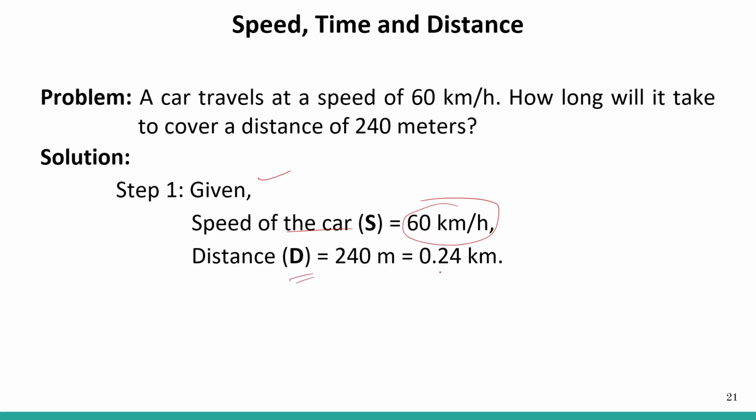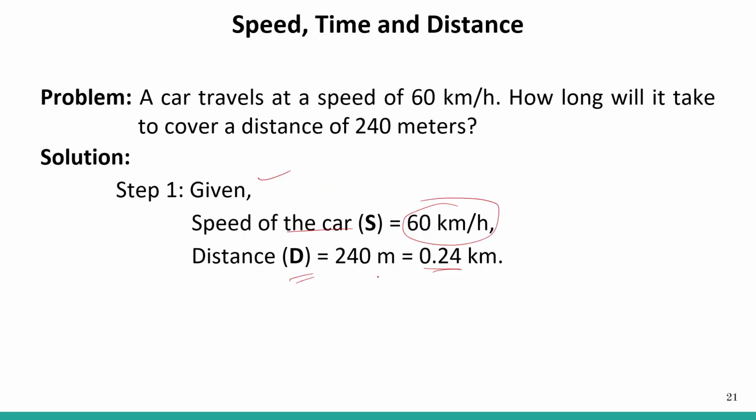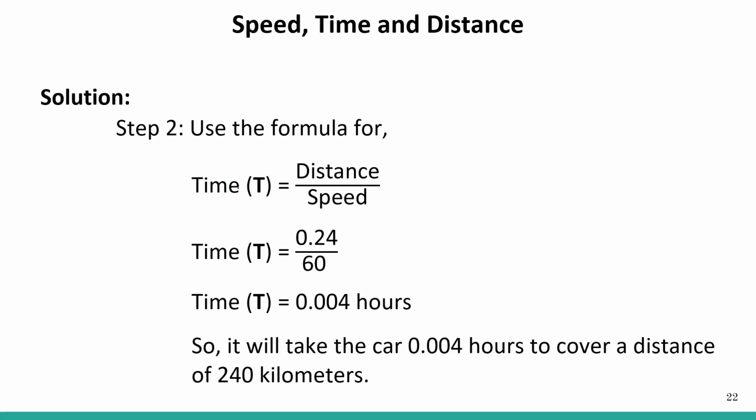So for the distance, as we converted kilometer to meter per second, we can also convert meters to kilometers and then get the solution. So the distance, 240 meters, is equal to 0.24 kilometers. Time is equal to distance by speed. So time is equal to 240 meters or 0.24 kilometers, and in the speed we have 60 kilometer per hour. So we have 60 here. So time will be 0.004 hours approximately. So this will be the approximate answer.